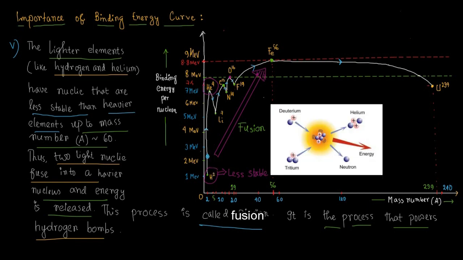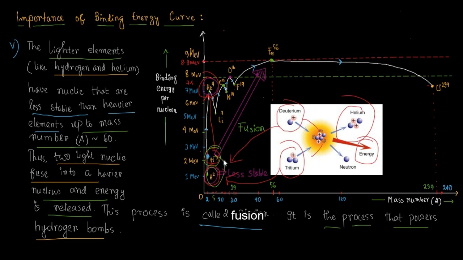Here we are considering the nuclear fusion of deuterium and tritium. This is the position of the tritium nucleus on the binding energy curve. Deuterium and tritium fuse into a helium nucleus, that means two lighter nuclei fuse into a heavy nucleus, and energy is released from this nuclear fusion process.